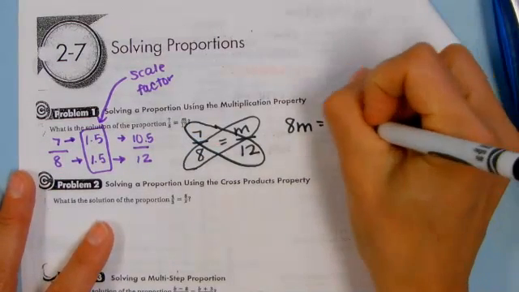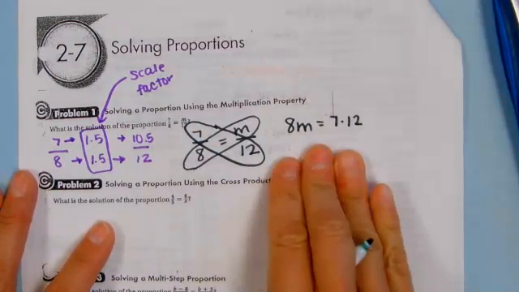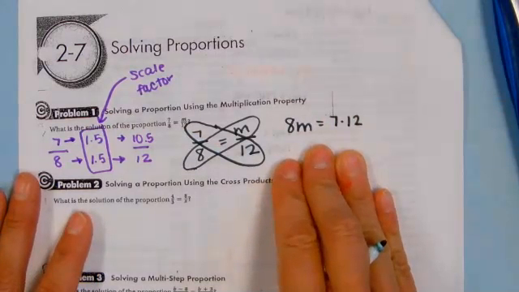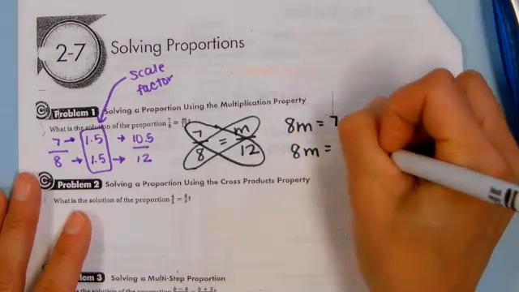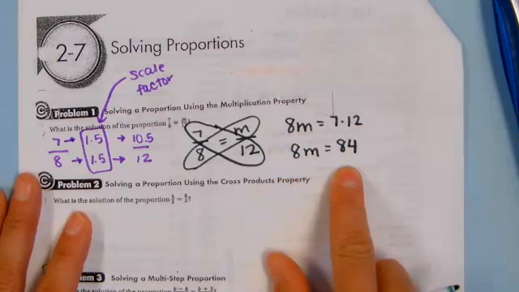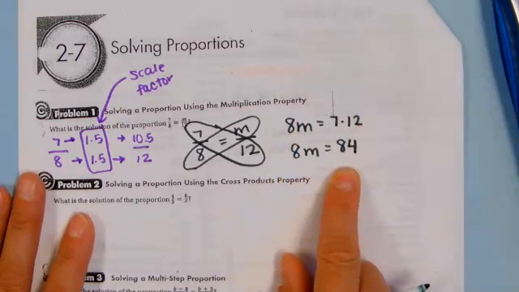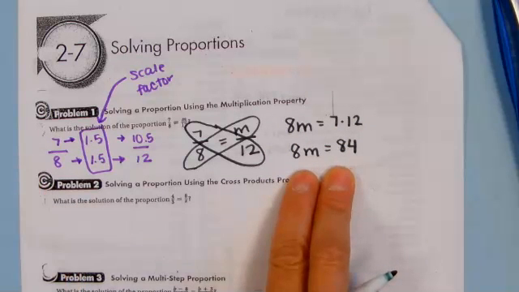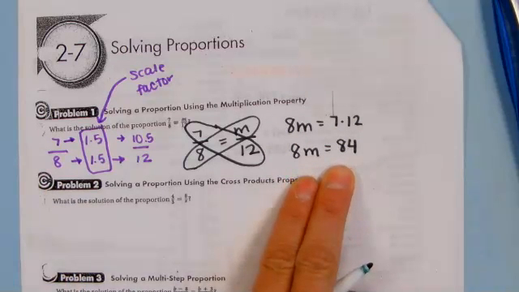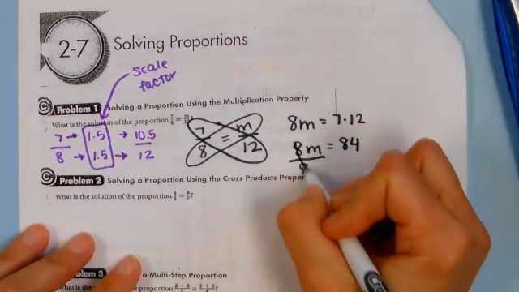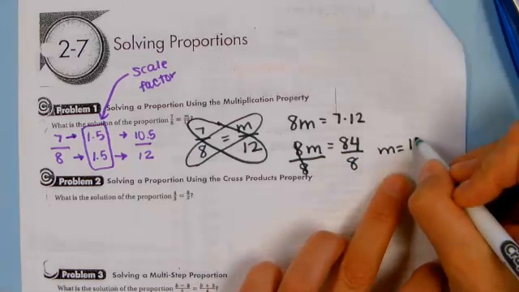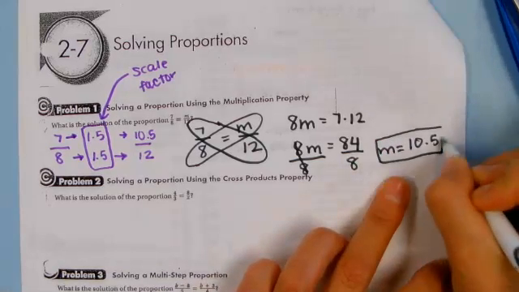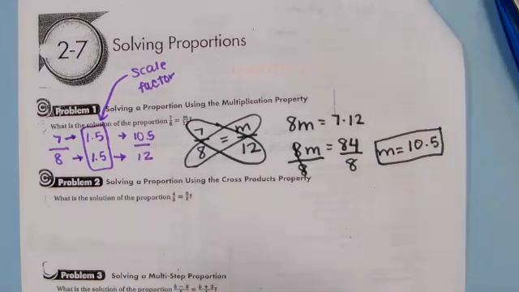All right? And some of you can skip this first step because you already know what 7 times 12 is. So you know that 8m is equal to 84. You could skip right to here. Well, what do we do to solve that equation then? If you know 8 times the number is 84, how do we solve for m now? We divide this by 8 and divide this by 8, and we find out that m equals 10.5. Two different ways to get the same answer.